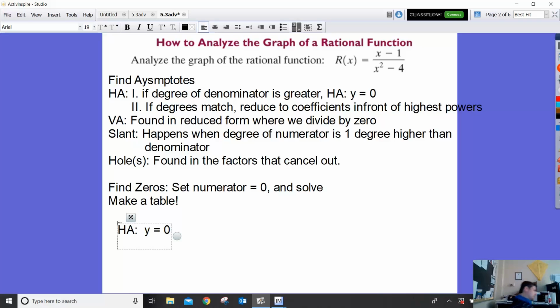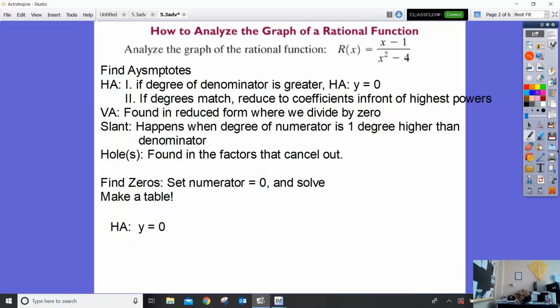Find those vertical asymptotes. I probably want to factor. Factoring makes it way more obvious. X minus 1 doesn't factor. How does x squared minus 4 factor? X plus 2 and x minus 2. Now, are you going to be able to cancel out either x plus 2 or x minus 2? No. So there's no holes in this graph. Those represent pure vertical asymptotes. So your vertical asymptotes are at x equals 2 or x equals negative 2.